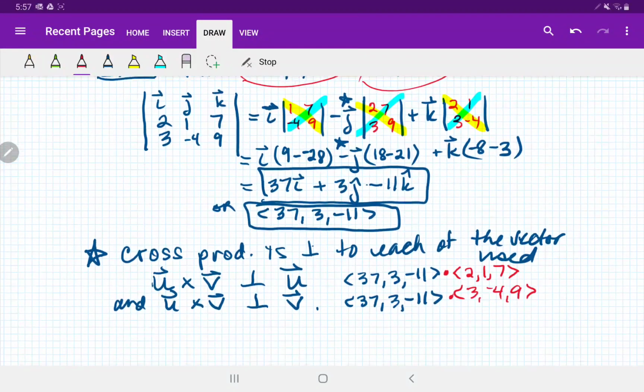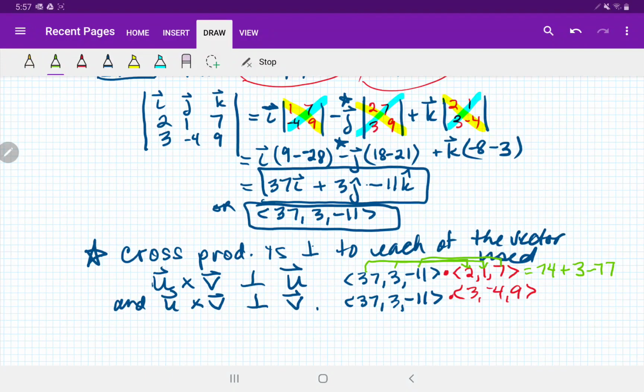Now, what happens if I do these dot products? Supposedly, if everything went right, I'm supposed to get 0. Okay, so let me show you. If we multiply these two, I get 74. Plus, I multiply the y components, and I get 3. And I multiply the z components, and I get negative 77. And then I kind of do a math prayer.